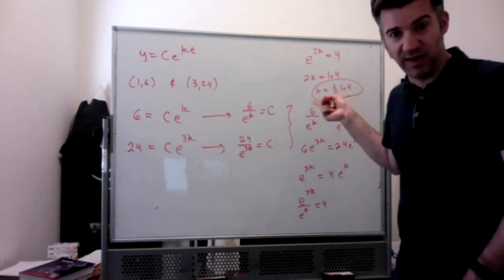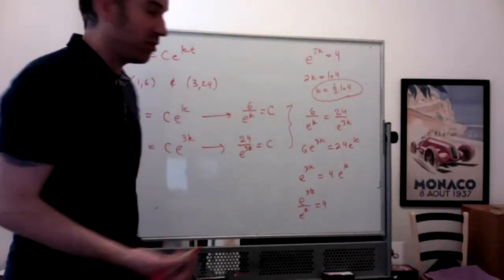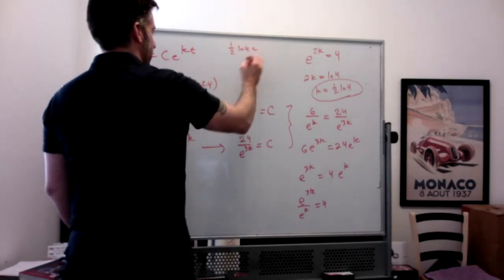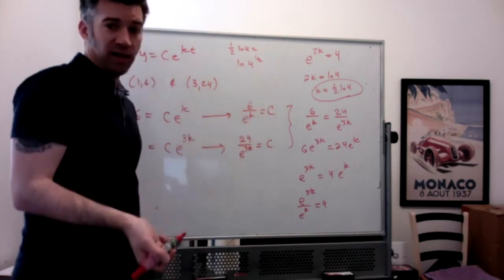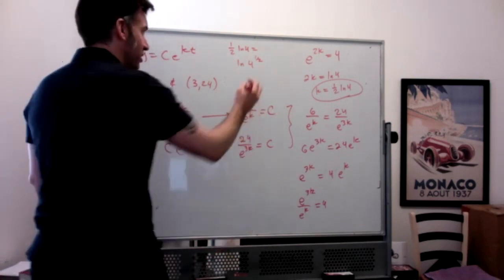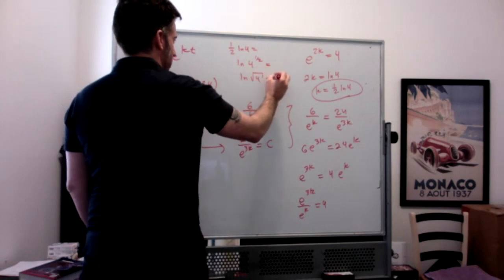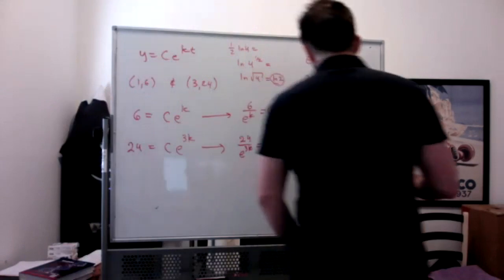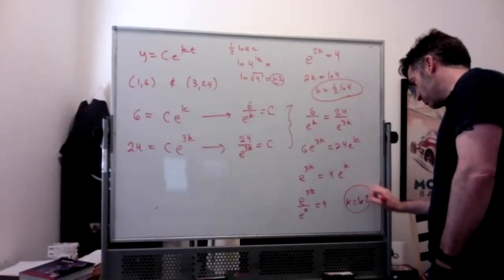I would actually simplify that even further, specifically because 4 is a square number. I can write 1/2 natural log of 4 as the natural log of 4 to the 1/2 power. The 1/2 power is just the square root. So that's the natural log of the square root of 4, which is just the natural log of 2. So we end up with k equal to the natural log of 2.